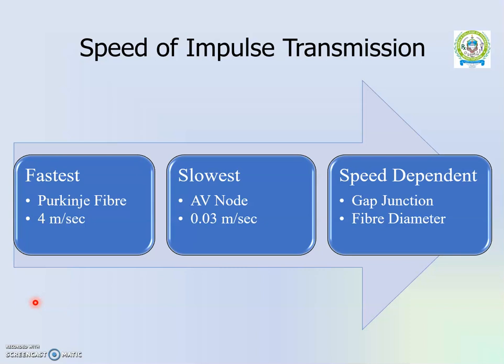Next is the speed of impulse transmission, or the conduction speed. It's expressed in meters per second. The fastest is the Purkinje fiber, which conducts at 4 meters per second. The slowest is the AV node, where the speed is 0.03 meter per second. The speed depends on the gap junctions: as the number of gap junctions increases, the speed also increases. The fiber diameter also determines the speed. The greater the fiber diameter, the greater the speed of the impulse travel.